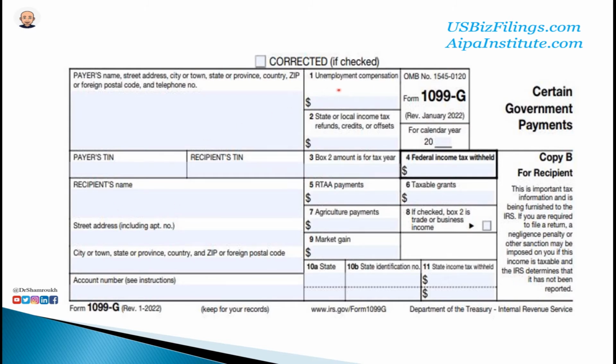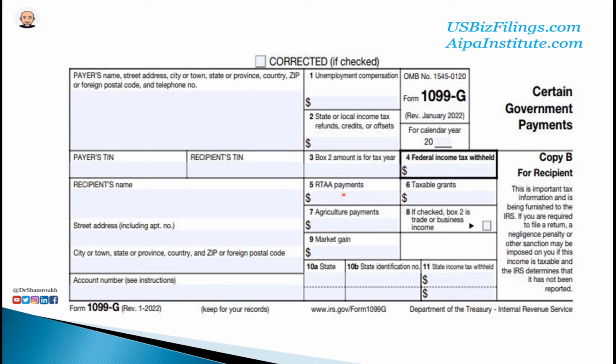On this side here, on box number 1, the amount here will indicate the total amount of unemployment compensation that the government paid you for the entire year. In box number 4, it will be including the federal income tax withheld if you elected to withhold any taxes.